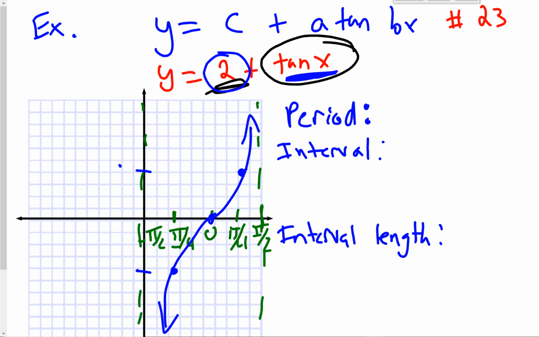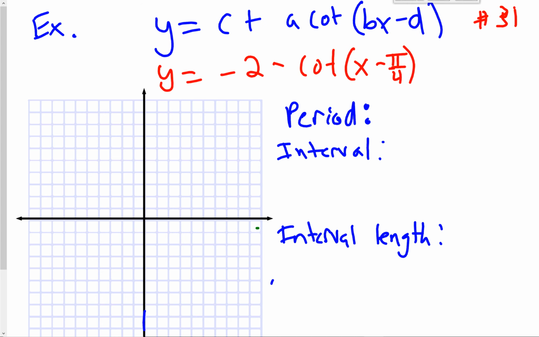So this normally 1 is going to change to 3. This 0 is now going to change to 2, and this negative 1 is going to move up 2, so that's a positive 1. So there you go. All right, let's do a cotangent with everything in it.